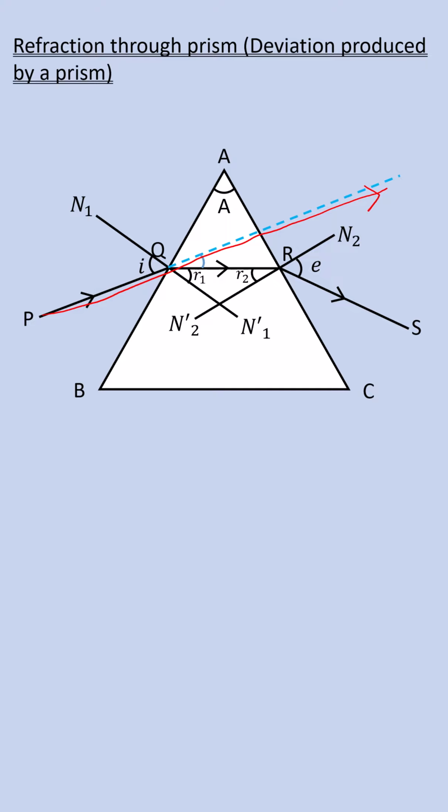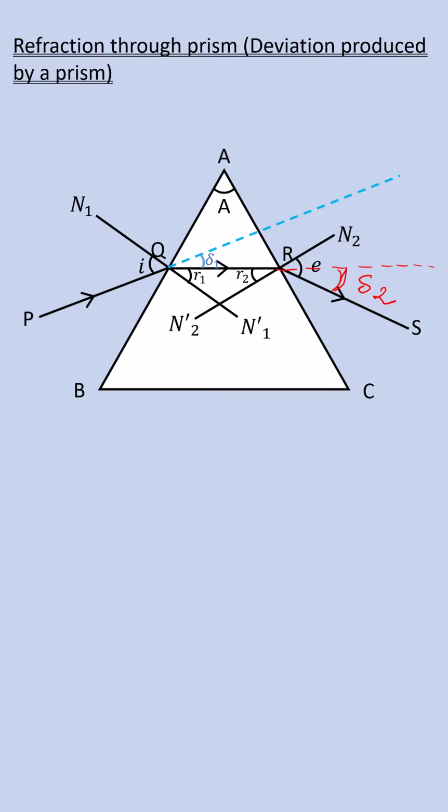That's why we see here delta 1. This delta 1 is the deviation produced in the first phase. Similarly, the deviation produced in the second phase. The direction of incident ray for the second phase is this. And this is the deviation produced in the second phase, delta 2.